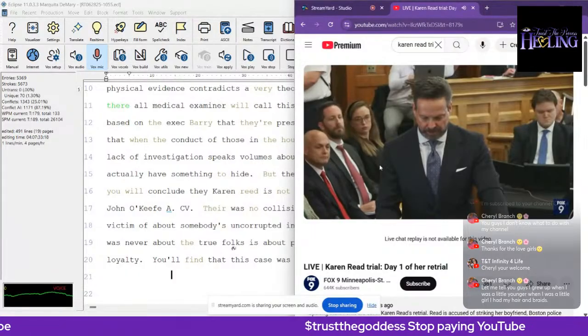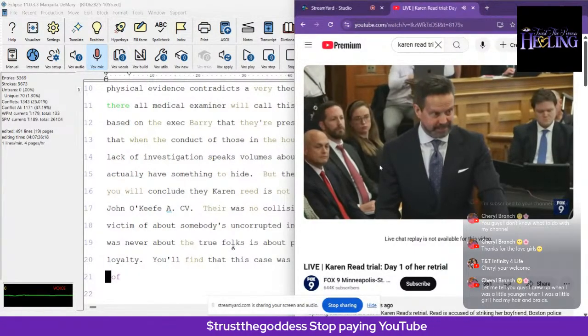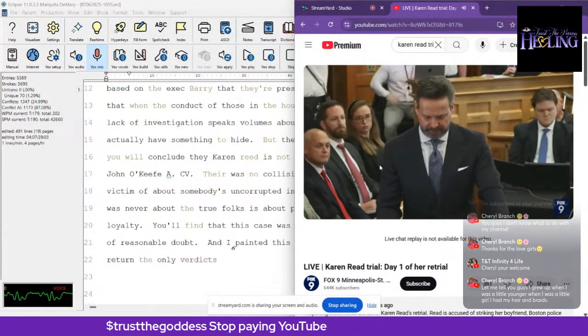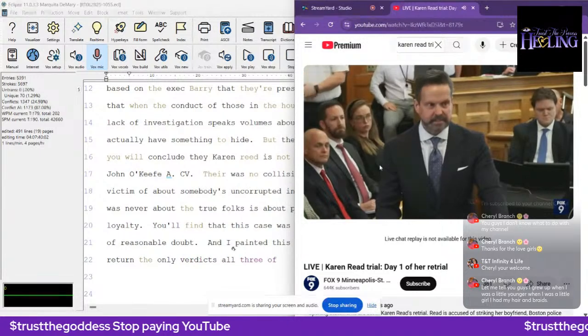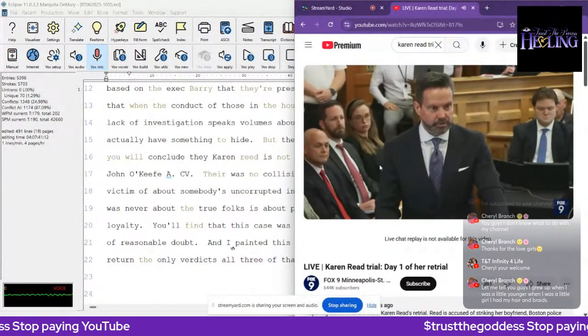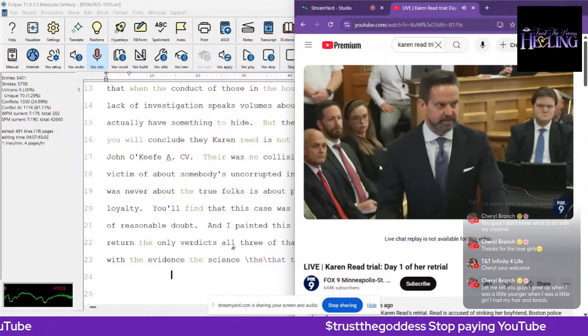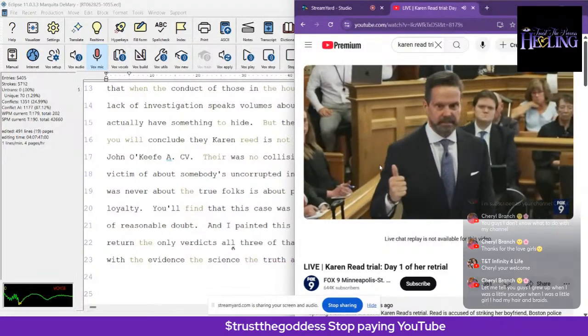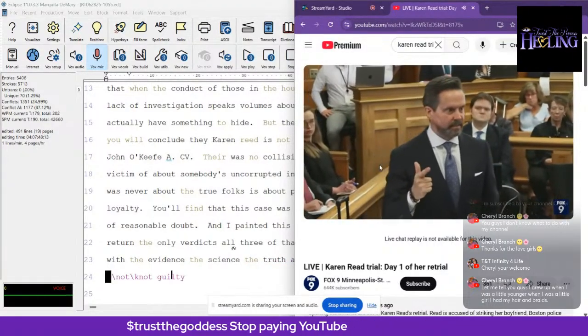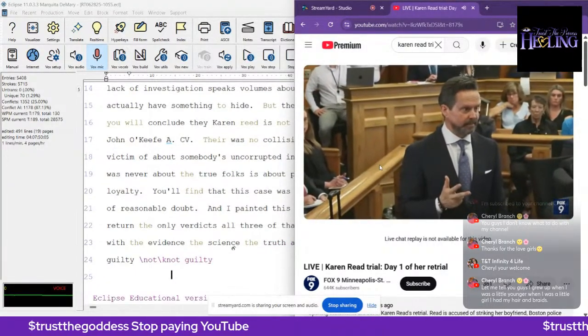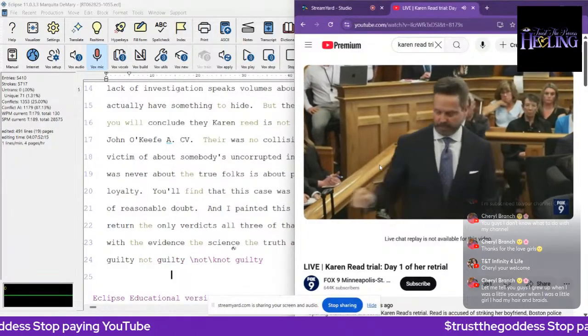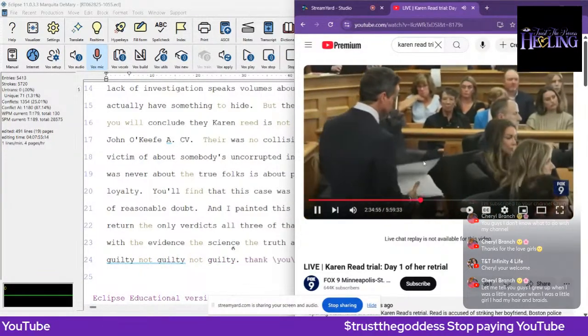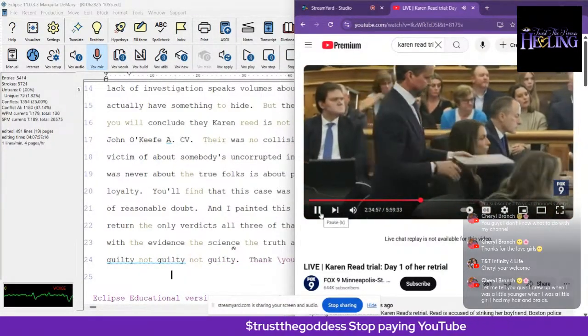And at the end of this trial, we'll ask you to return the only verdicts, all 3 of them, that are consistent with the evidence, the science, the truth, and justice. Not guilty, not guilty, not guilty. Thank you. Thank you, Mr. Jackson. Folks, why don't we take our morning recess?